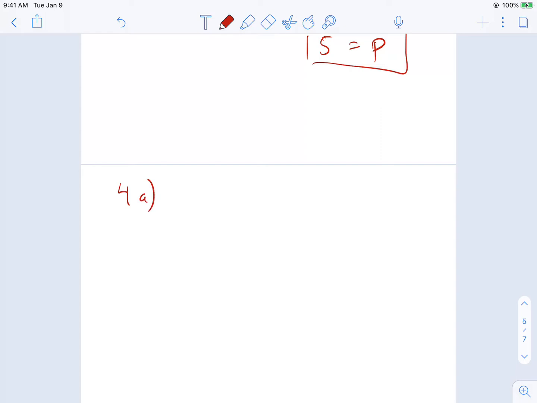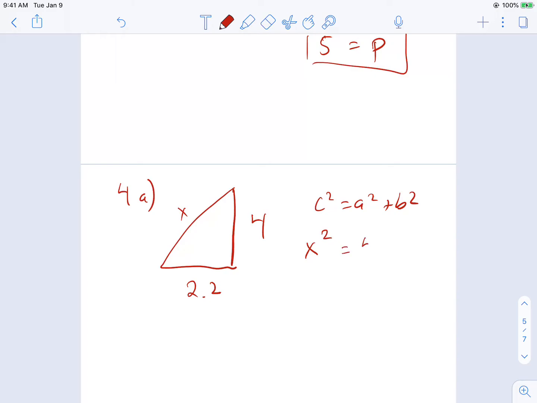So 4a, it says find the length of the x to the nearest tenth of a meter. Compare your answers with those of a classmate. Well, we obviously can't do that, but you can compare it to me, which is even better. So here's what I did. 4, 2.2, x. So we want to figure out what's x. C squared equals a squared plus b squared. C squared, which I should actually erase and put x squared because that's what c is. It's our hypotenuse, equals 4 squared plus 2.2 squared.